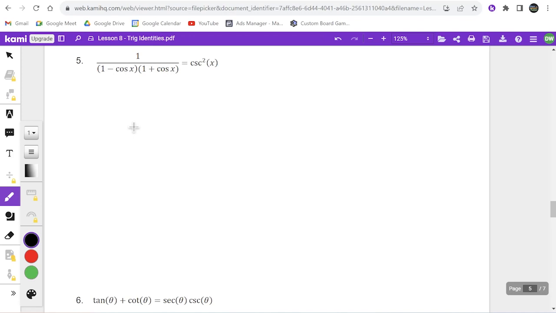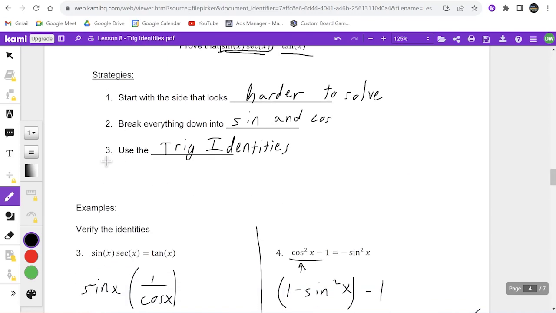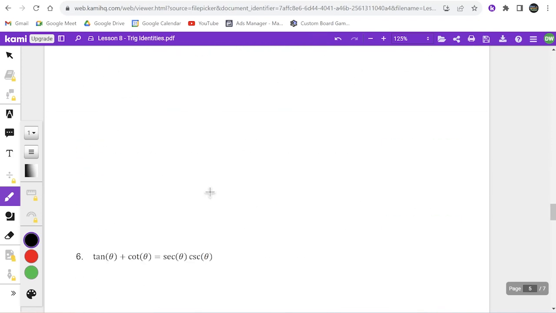Now there's a fourth strategy I didn't say, and I probably should have. If I were to add it to the list right here, strategy number 4: simplify. It's always a good idea to simplify. That's always a good strategy. As a matter of fact, if you want to start with simplify, I'm okay with that. You can do simplify at any one of these steps, 1, 2, or 3.